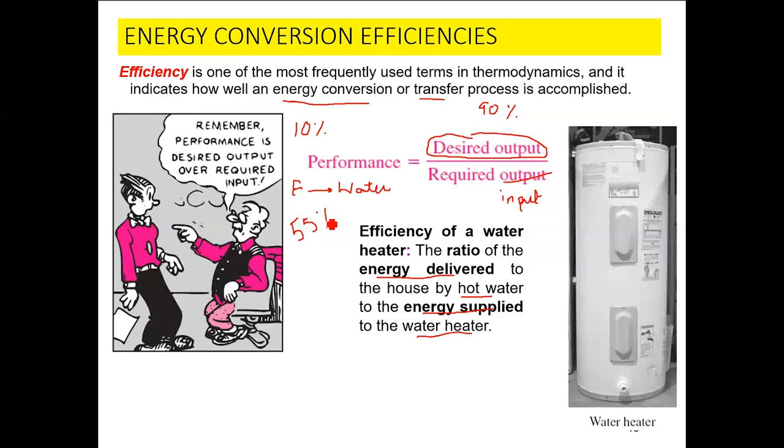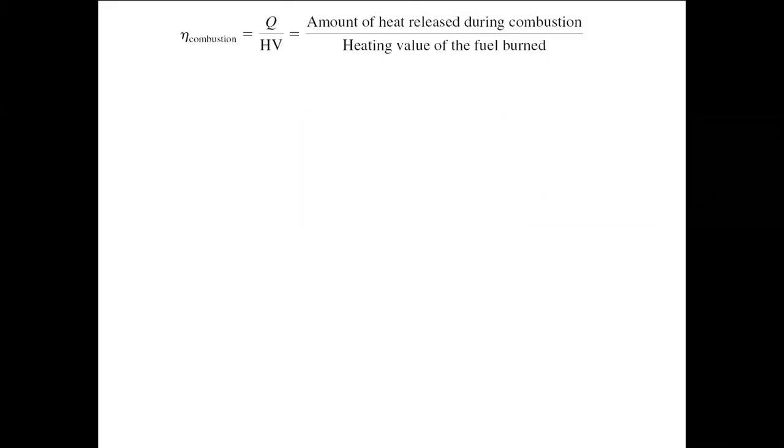This brings me to the concept of combustion efficiency, or efficiency associated with the combustion process. Whenever you're talking about a combustion process, you understand that there is a fuel involved, whether it's petrol, diesel or natural gas. There is some fuel associated with the combustion process. Is this point clear?